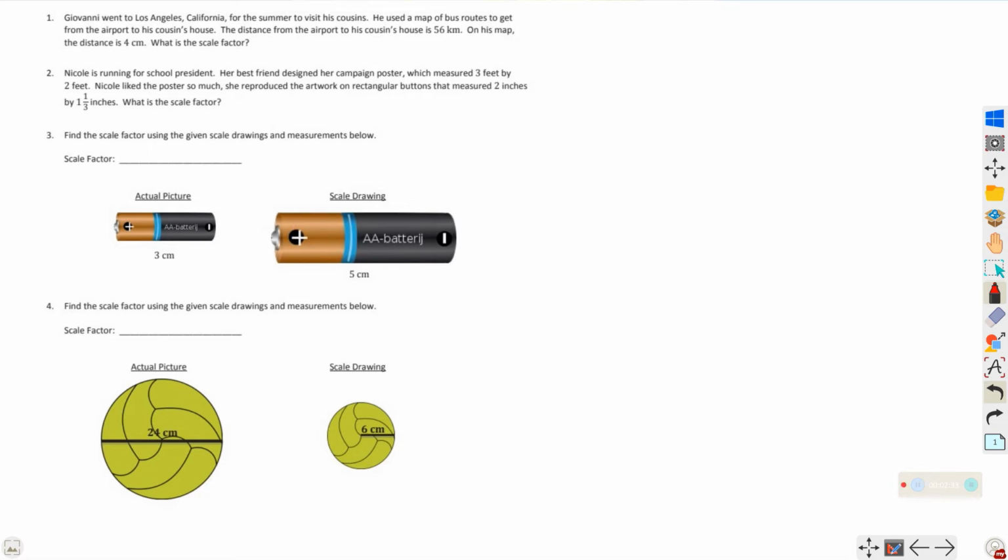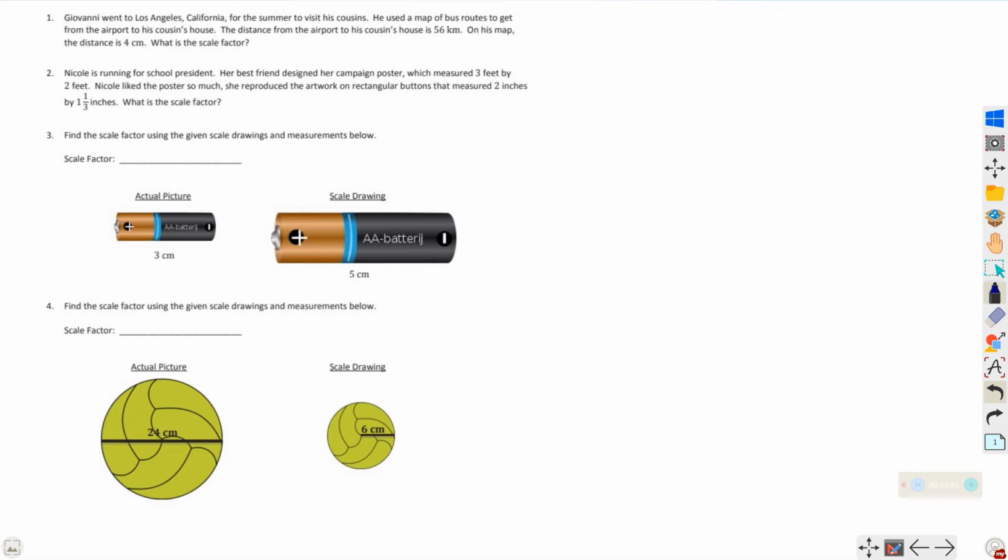In number 3, the scale drawing is the new version and the original is the actual picture. So for new divided by original, we would have 5/3. If you change that to a mixed number, 3 goes into 5 once, and then you have 2 extra pieces that you need. Either one of those will work. I personally prefer to leave things as improper fractions, but if you like to change them to mixed numbers, that's okay too.